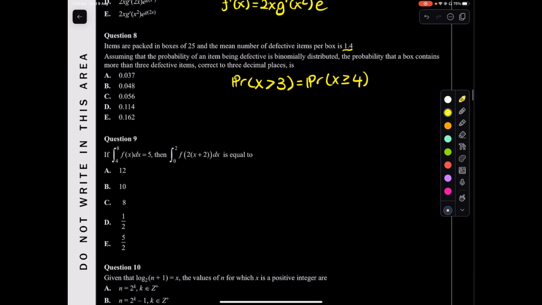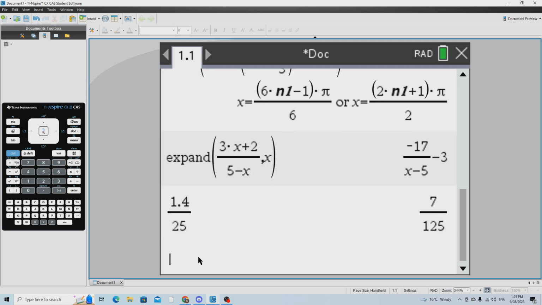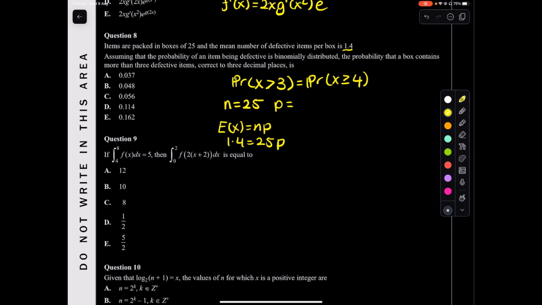Now, we know our n value, which is 25, but we don't know our p value. But here they give us the mean, and we know that the mean is written as this: your expected value of x is np. Now, we know our expected value is 1.4, and our n value is 25, so we can find the p value. So, just go over here and say 1.4 divided by 25 gives us 0.056. Now we have n and p, so this is now easy.